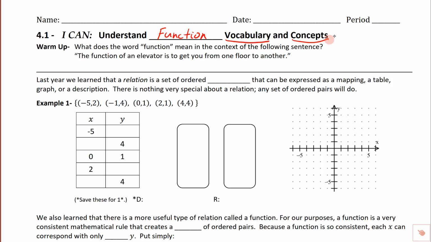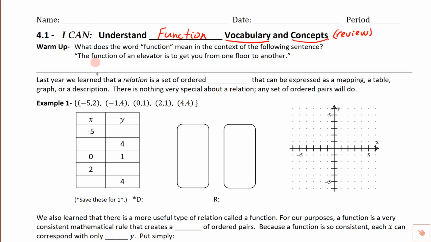The concepts that we go over, a lot of that is going to be review, I'm hoping. I'm hoping you've seen some of this stuff before. So let's start with the warm-up here. It says, what does the word function mean in the context of the following sentence? The function of an elevator is to get you from one floor to another floor. Well, that's just what an elevator does. That's what it's designed to do.